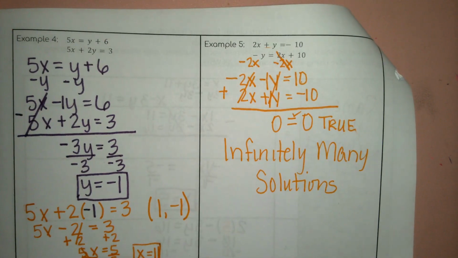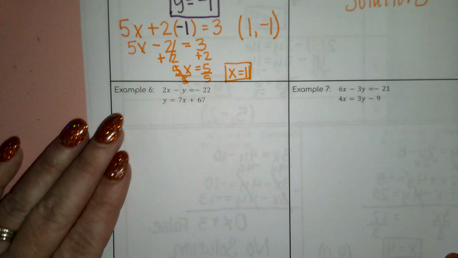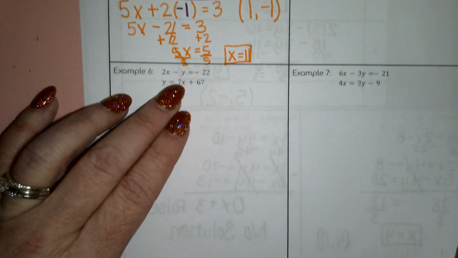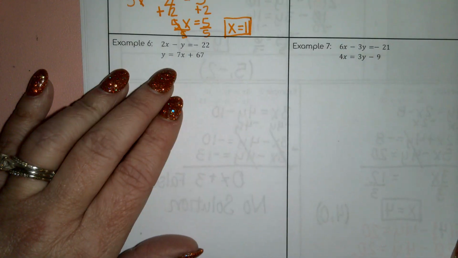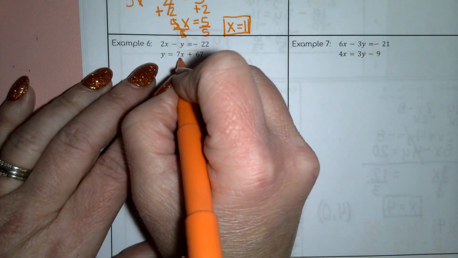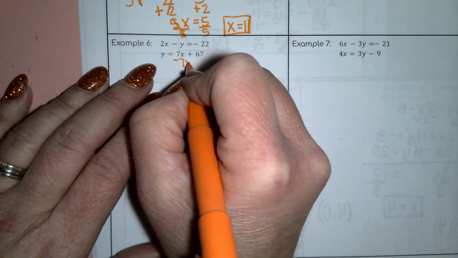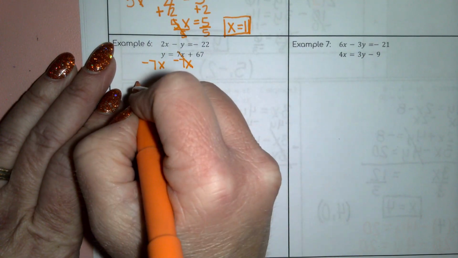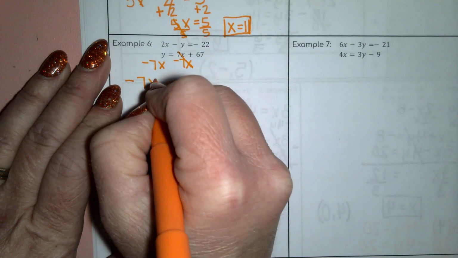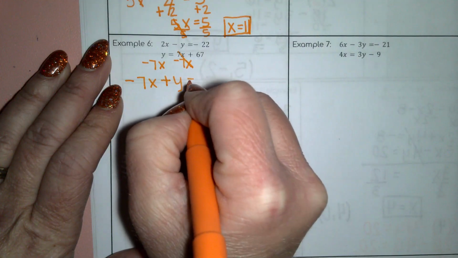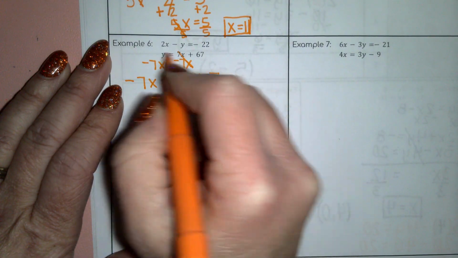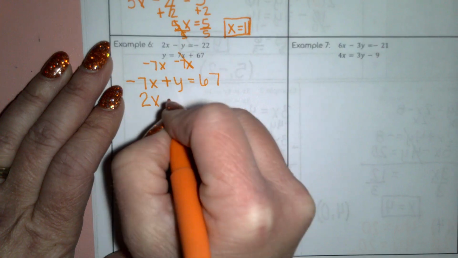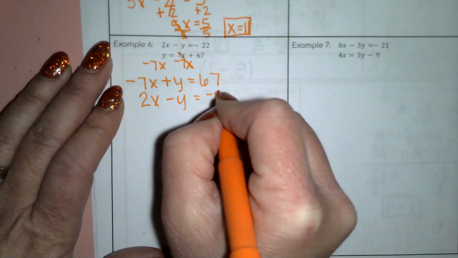Example 6. The top equation has x and y on the same side, but the bottom equation does not. So we're going to rearrange that bottom equation real quick. So 7x needs to be subtracted on both sides. So my 7x's cancel, so I'm left with negative 7x, that's a positive y equals 67. And then I'm going to rewrite this top equation directly below it. 2x minus y equals negative 22.